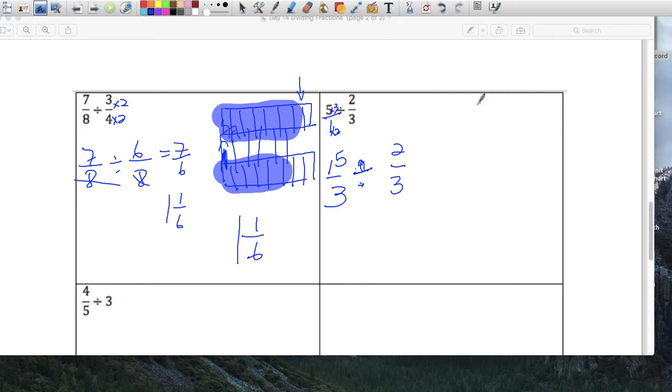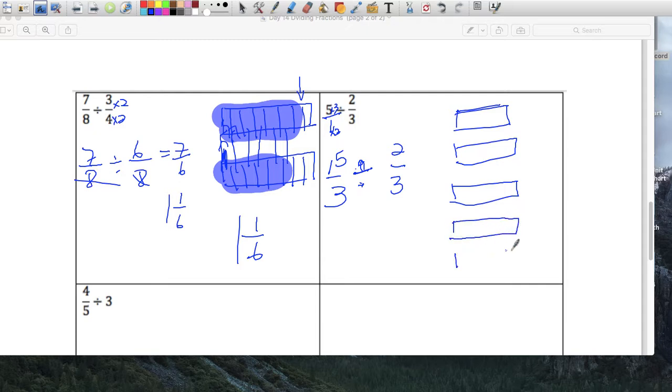Let me draw this out. All right, fine. It's 3s, right? So 15 over 3 would look, please imagine them all being the same size, exactly the same. So 1, 2, 3, 1, 2, 3, 1, 2, 3, 1, 2, 3, 1, 2, 3. This is what 15 over 3 looks like.